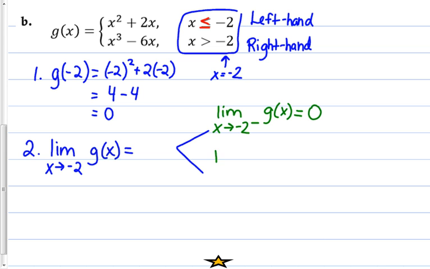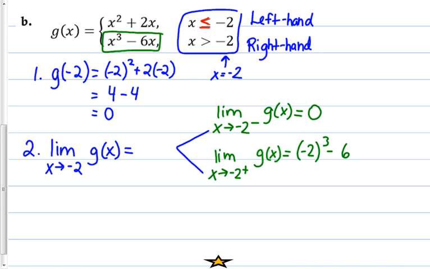All right, now I need to do the limit as x approaches negative 2 from the positive side, or the right-hand limit. So this time I'm going to use the second equation. We haven't done that yet, so I'm actually going to have to do this. Negative 2 cubed minus 6 times negative 2. Let's see what I get. Negative 2 cubed is negative 8. Negative 6 times negative 2 is positive 12, and I get 4.